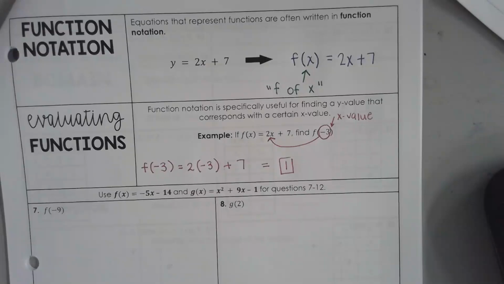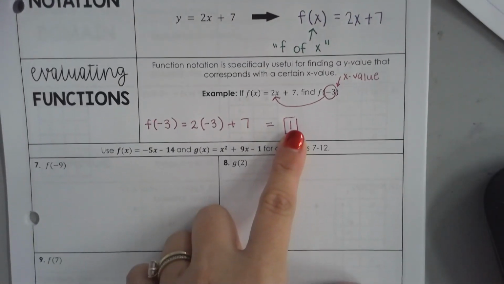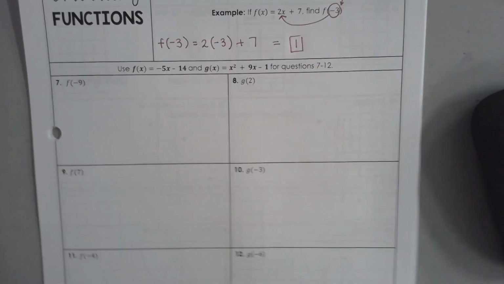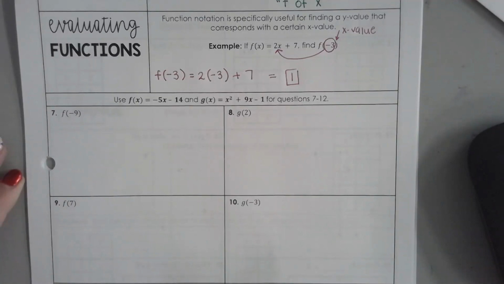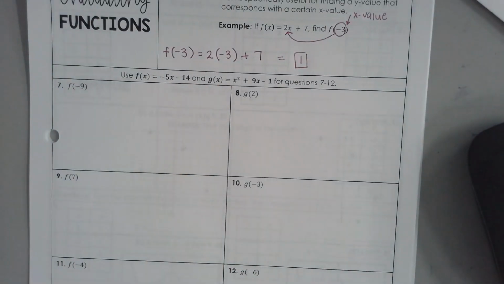If I were to graph that line, I would see the ordered pair, the point (-3, 1). (-3, 1) would be on that line. So negative 3 is the x. The number you get out is your y. So I've got 6 problems. I'm going to do a couple with you, and then we'll probably stop there and tomorrow finish these out. So in my directions, I actually have 2 different functions.